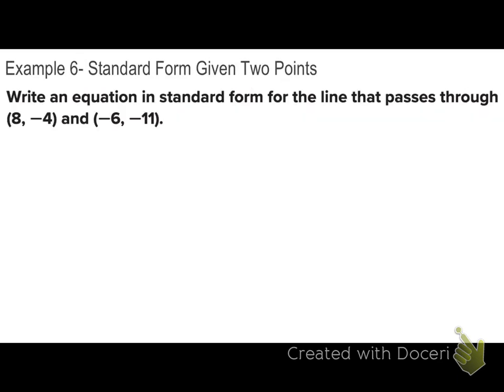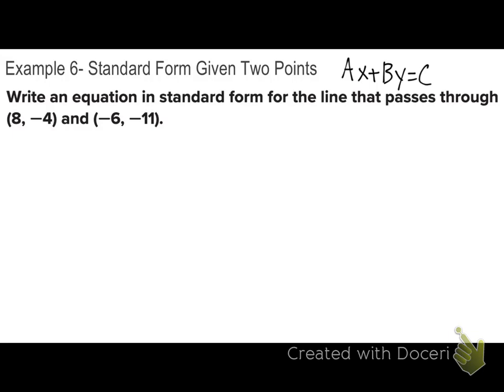Okay, example 6 here. Write an equation in standard form for the line that passes through (8, -4) and (-6, -11). We want our answer in which form? Standard. Ax plus By equals C plus all the conditions that come with it. Okay. How am I going to do this? This is kind of combining yesterday's lesson with today's lesson.